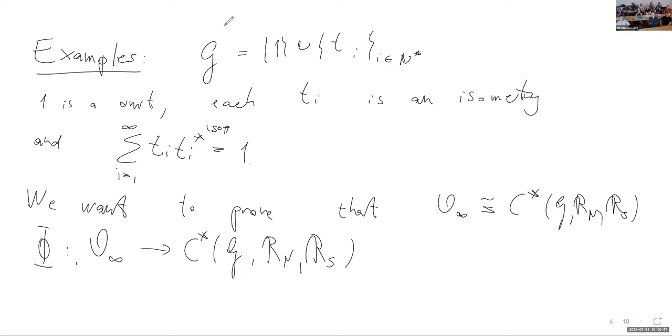So once again, could you remind me how you precisely understand O infinity? So O infinity is the universal unital C-star algebra generated by isometries.